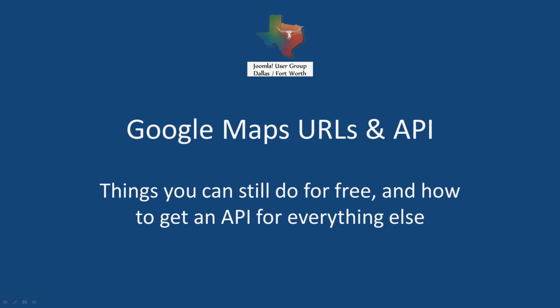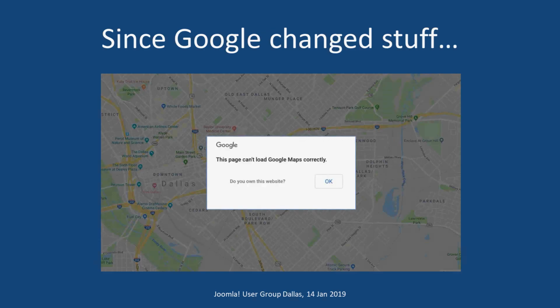Google Maps has become top of mind for website owners the last few months because they started seeing this on their sites. Yikes. Suddenly, map embeds that used to work stopped working. And why did this happen? Because Google decided to monetize it. If you have this error on your website, it's because what was once free is no longer free.